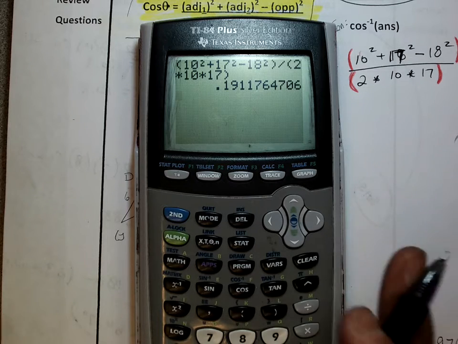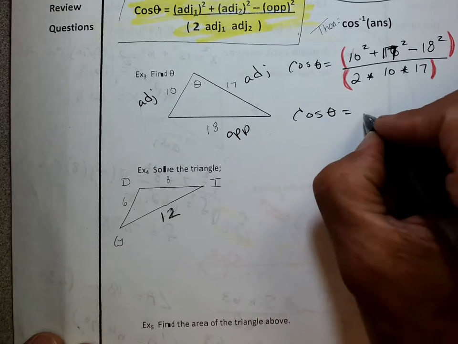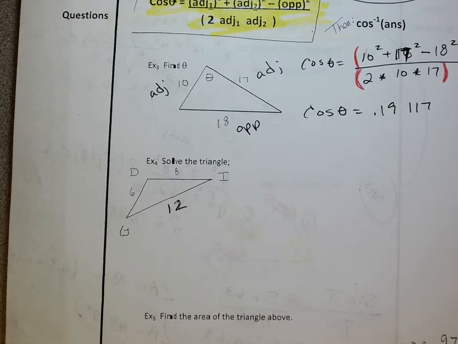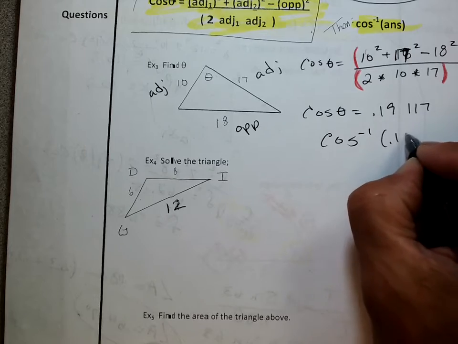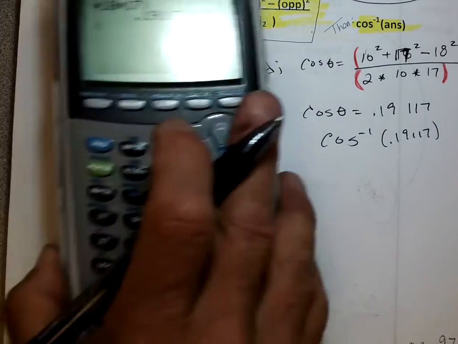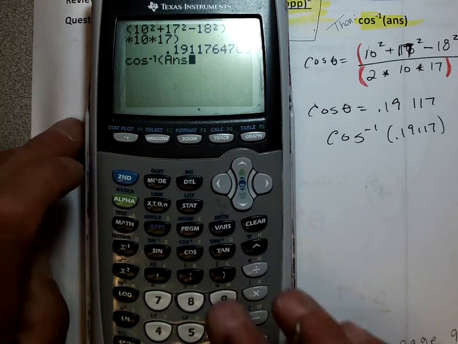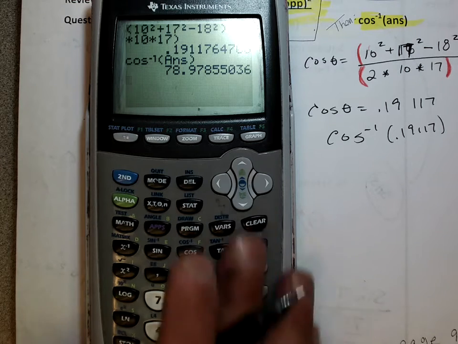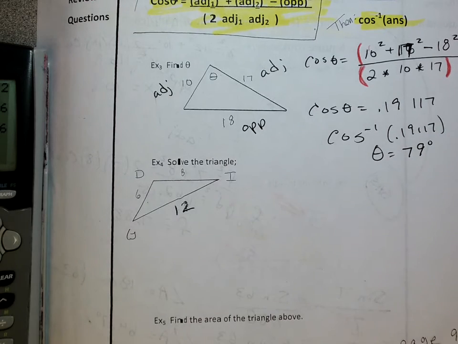The decimal makes sense because we have cosine of theta equals 0.19117, blah, blah, blah. And we all know if we want to find an angle, we've got to do the cosine inverse, right? So I'm going to do my cosine inverse of my 0.19117. Or I'm just going to use my answer button, right? I'm just going to go second cosine of answer, and I get about a 79.97, or how about 79 degrees, okay? Or theta's about 79 degrees, okay? Not too hard, is it? You just have to put things in.